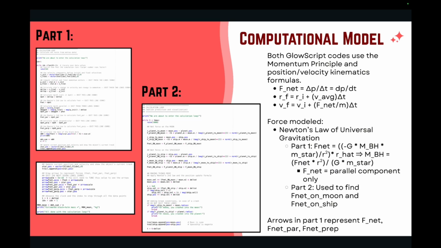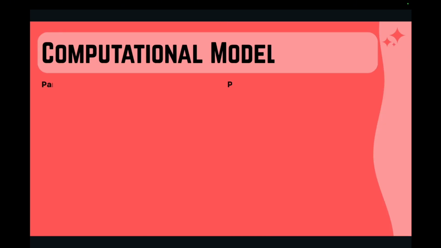F net on ship, which can be broken down into their parts, where F net on moon is F planet on moon plus F ship on moon, and the similar idea goes for F net on ship. And the arrows in part 1 represent the F net parallel and F net perpendicular.